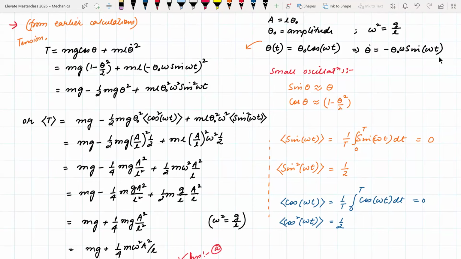Sir, the difficult part was also figuring out that cos theta is equal to 1 minus theta square by 2.